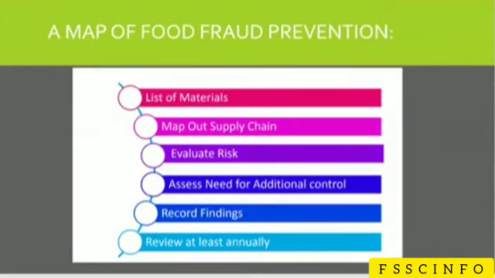It's a simple map for food fraud prevention. If you remember these 7 steps, it is very, very easy to make your strategy. Number 1, you should know, as I said, the list of the materials which you are using. Then map out the supply chain, how the supply chain is coming, whether it is coming directly from the farm to your location, whether it is coming from the supplier to your location, whether it is coming from the farm to the supplier to the middleman. So you have to make sure where these things can happen.